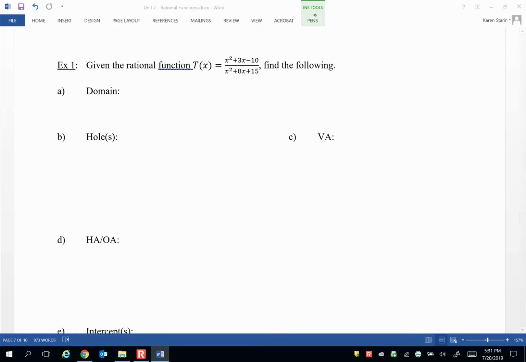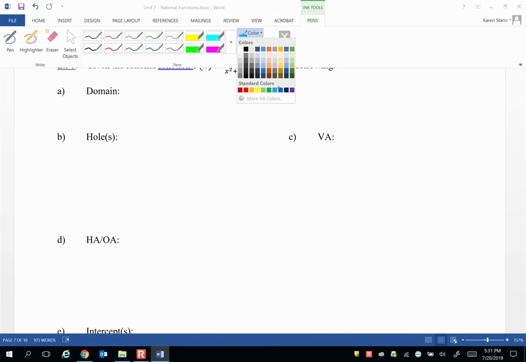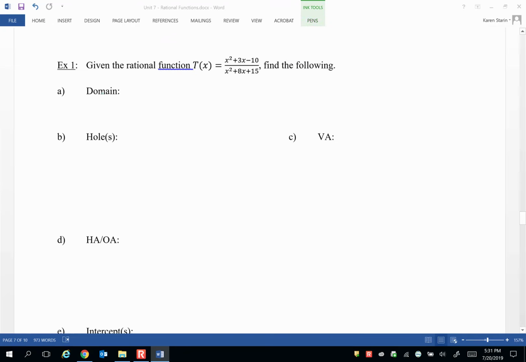So looking at x squared plus 8x plus 15, let's factor that before we read the excluded values. So it looks like we'll have x plus 5 times x plus 3. That's the denominator in factored form. We're going to solve that. So we can read that x equals -5 or -3 are excluded values.